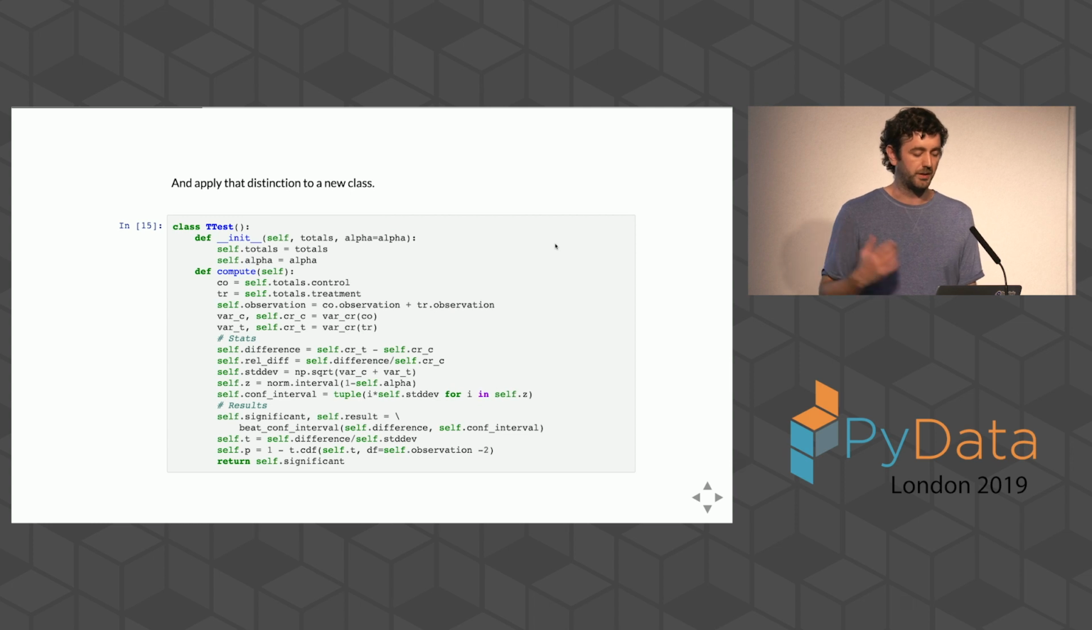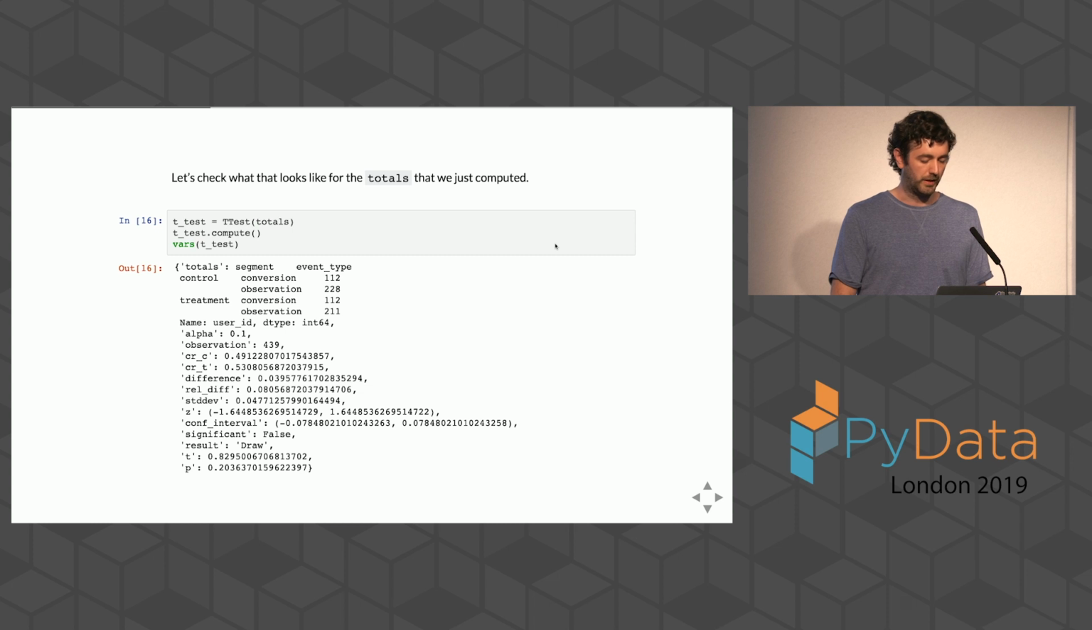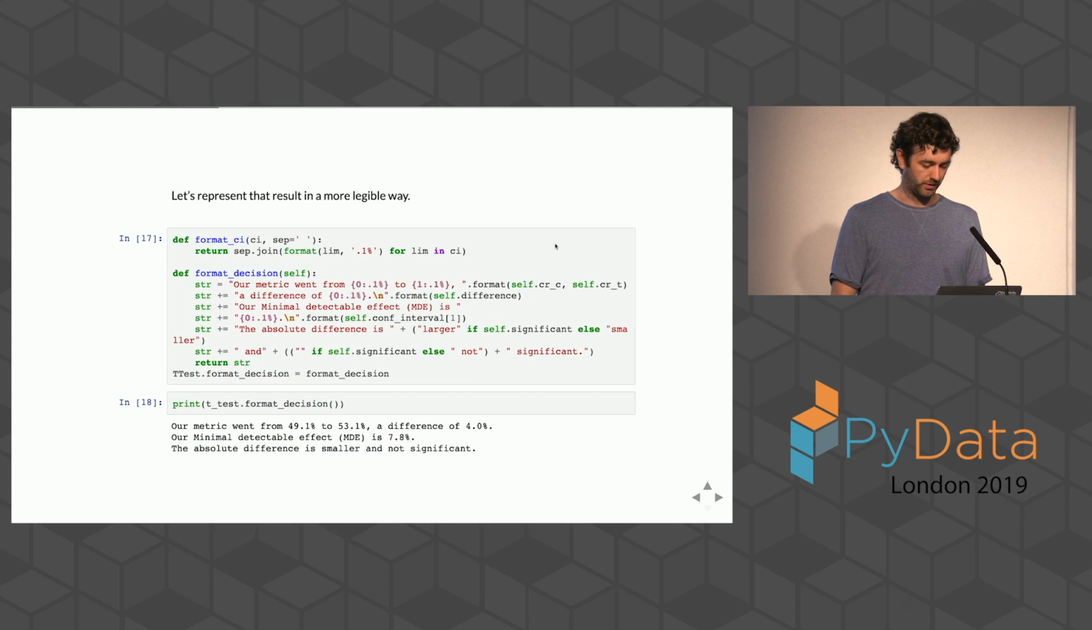Okay, so we create the class t-test that basically takes these totals. You input an alpha, typically 5% or 10%, and you compute all that we've been seeing so far, and you end up with all these values. Which is a lot of stuff, so we just put it in a sentence. So take all those values and make a sentence with it.